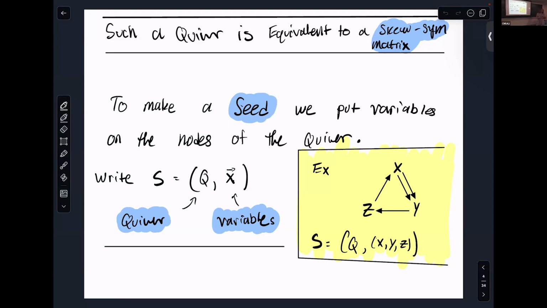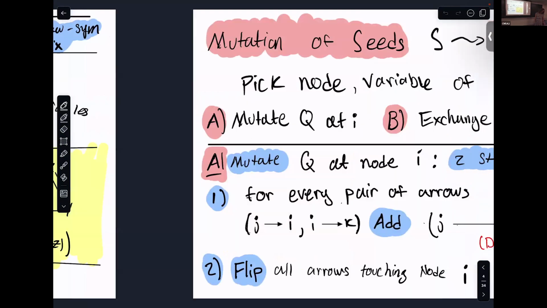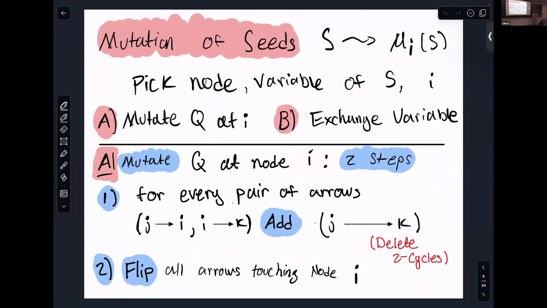And the cluster algebra, remember, is made by mutating the seed. So let's just review how we do that. There's a perfectly good example of a seed. How do we do this mutation operation? We pick our favorite node and variable that we wish to mutate at, and we do an operation that consists of two things. First, we mutate the quiver at that node, and then we exchange the variable at that node. So we get a new seed where all the variables are the same except for the one that we exchanged, and the quiver is the mutated quiver.